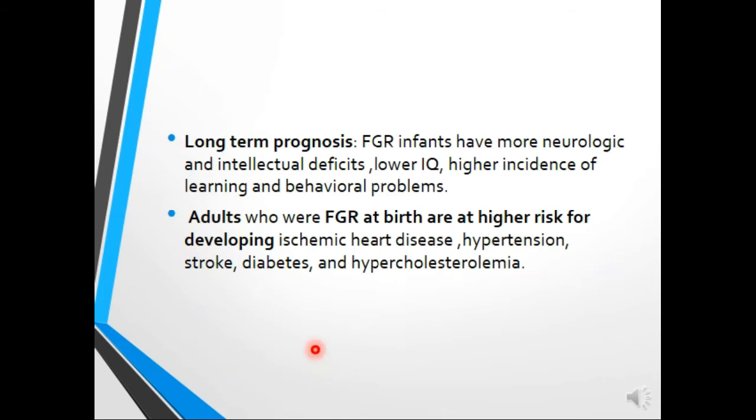And the long-term prognosis of FGR infants: they may have neurological and intellectual deficit, lower IQ, and a higher incidence of learning and behavioral problems. Adults who were FGR at birth are at high risk of developing ischemic heart disease, hypertension, stroke, diabetes, and hypercholesterolemia in the future.